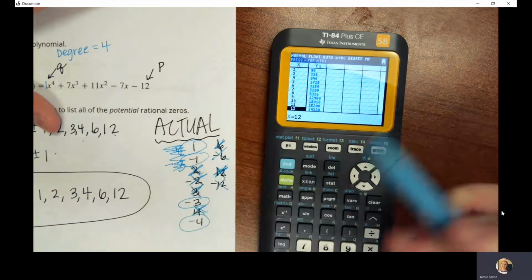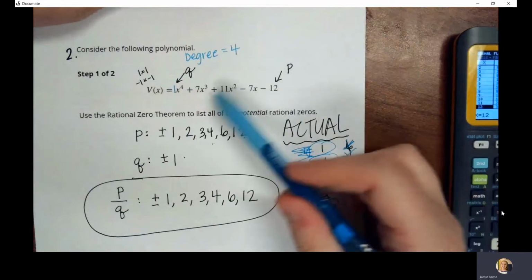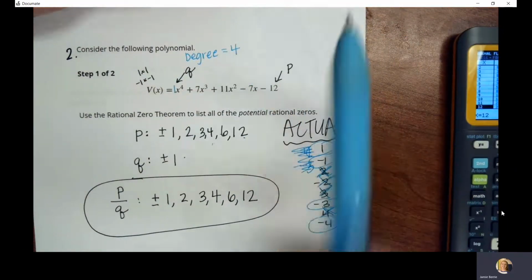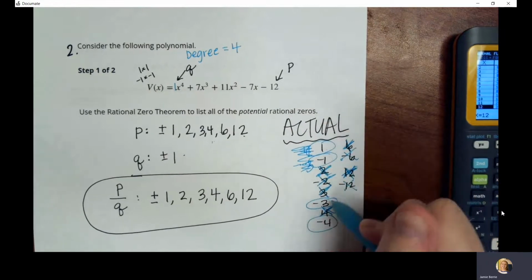All right, so let's see. 1, 2, 3, 4. How many zeros did we say we were going to have? Since it was a degree 4, we were supposed to have 4 zeros. And we were able to find them all, 4. 1, 2, 3, 4.